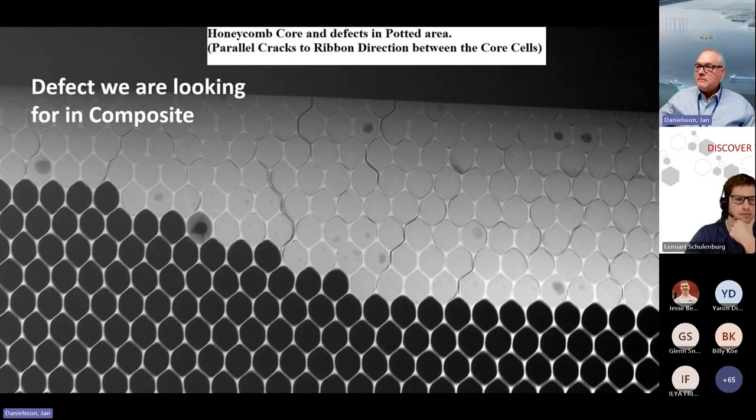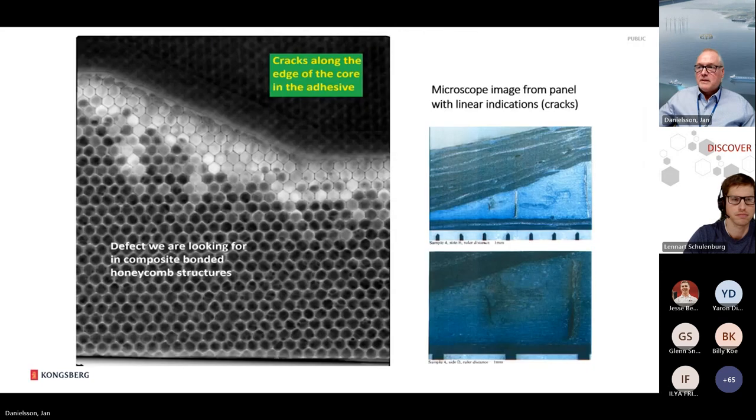Here's another. This is a digital image of a honeycomb core with cracks parallel to the ribbon direction between the core cells, up to 8 roofs in a potted area. So you see here all the cracks go through the core cells. And there is one more.